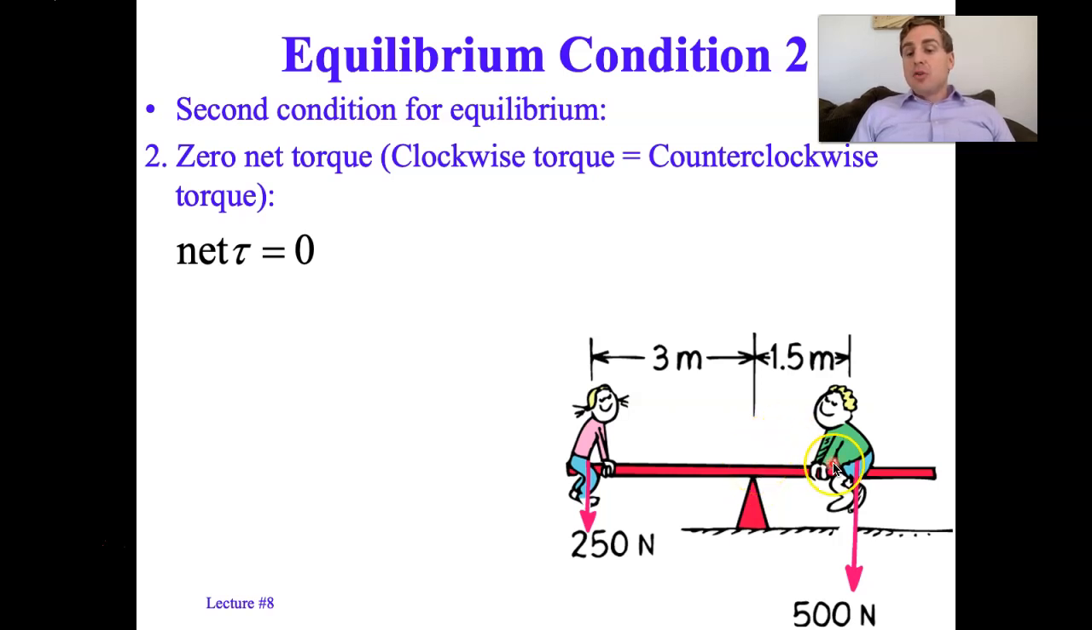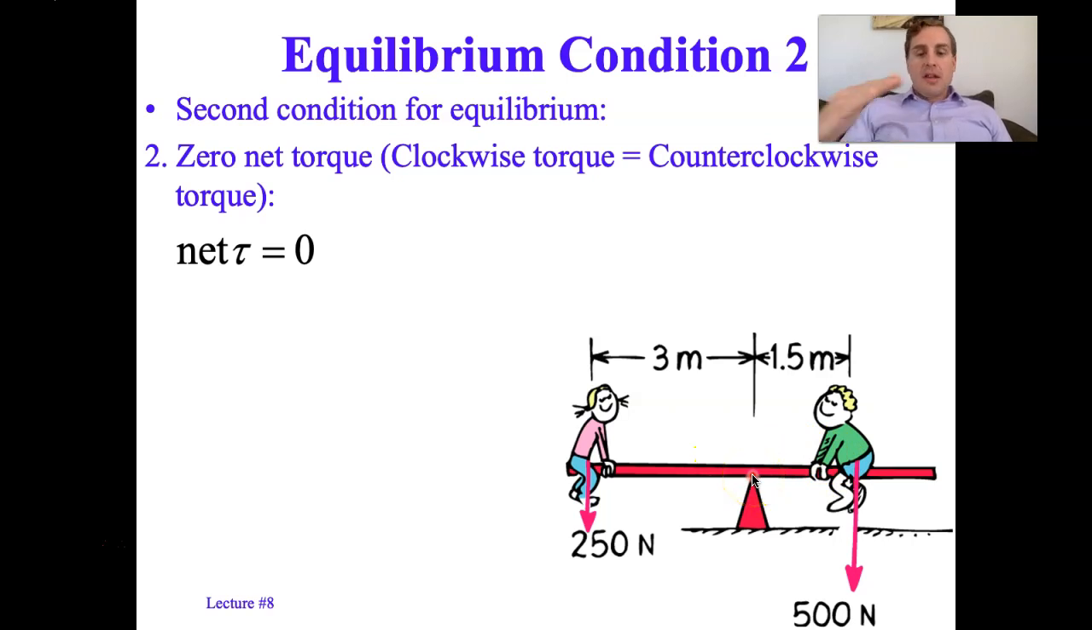Notice that because he is twice the mass, thus twice the weight that she is, he should sit at half the radius that she does. That is to say, the torque he produces is 500 times 1.5. I think that would be 750 newton meters. But his torque, notice by the right-hand rule, R cross F, he would produce a clockwise torque. I hope you see that. A clockwise torque. So his torque is negative by convention.